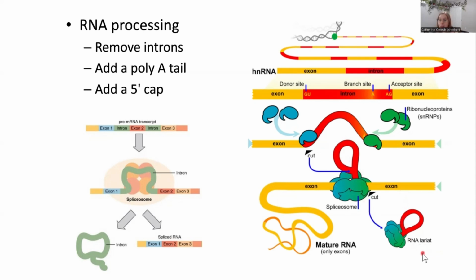The word lariat means lasso. Someone thought this looked like a lasso here. Another thing that we're going to do to our immature mRNA to make it mature is we're going to add a poly A tail. You add this to the 3' end of the mRNA, and it's just a sequence of A's. On the 5' end, you add a 5' cap. Both those things prevent degradation as it moves from the nucleus to wherever the ribosome is located.